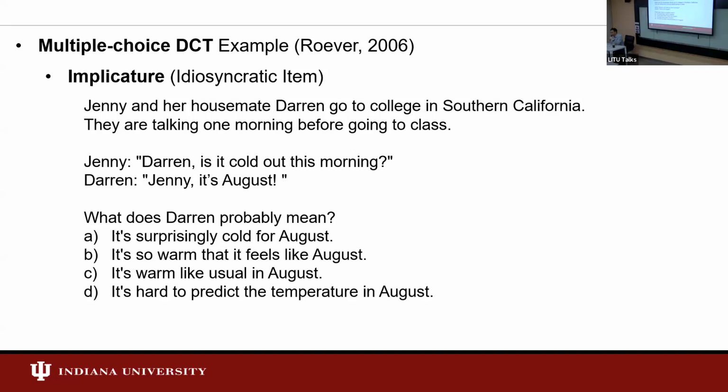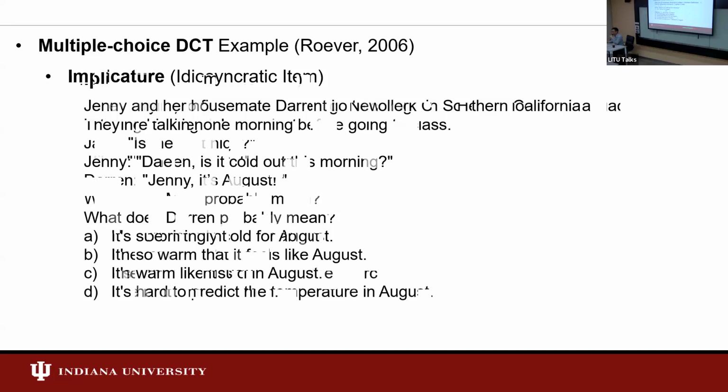It's warm like usual in August, right? So this kind of item is tapping into your understanding of implicature. The meaning was not directly stated. You have to make an inference about what that means. But to understand it, you should be in a similar context, right? So people say it's August. That means it's usually summer, right? But this response can be interpreted differently in Australia, because August in Australia is winter, right?